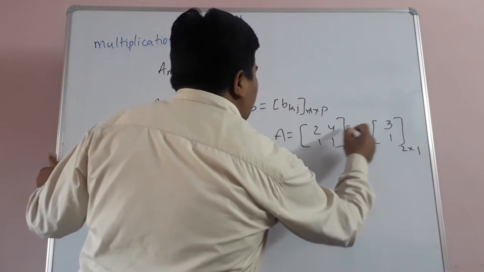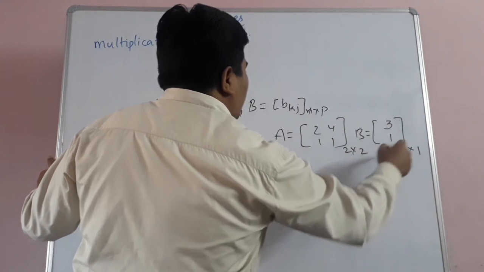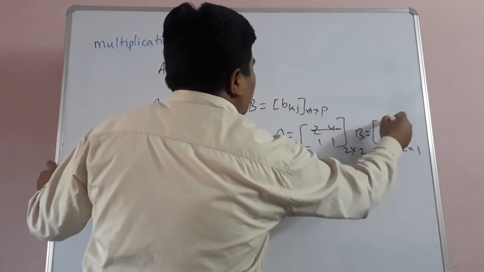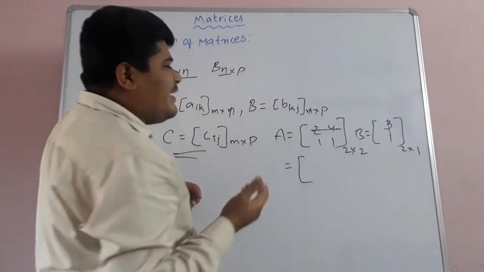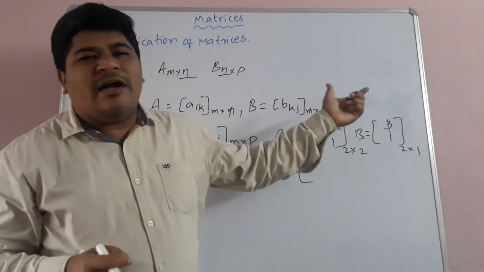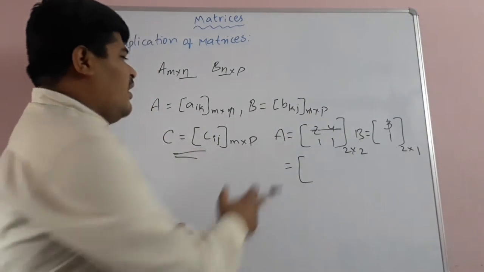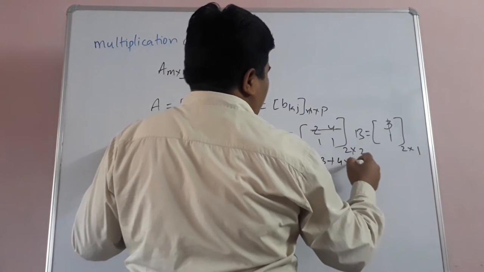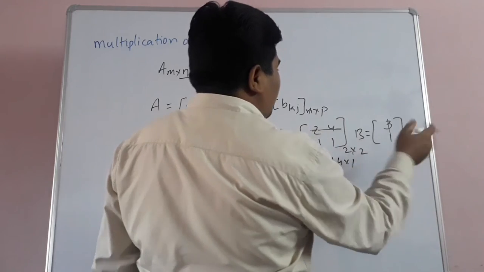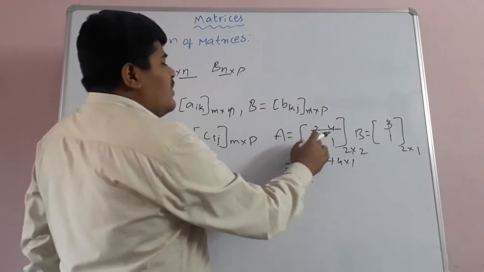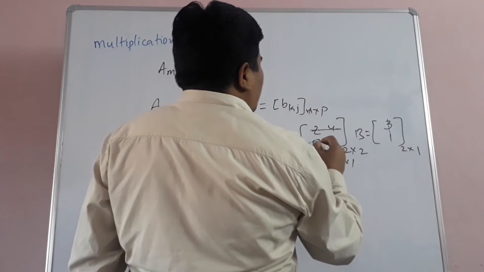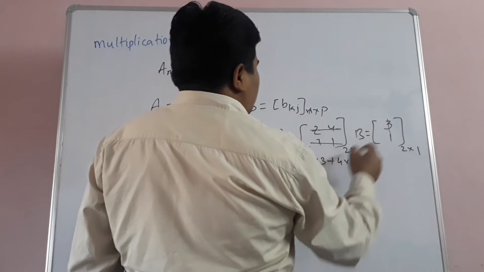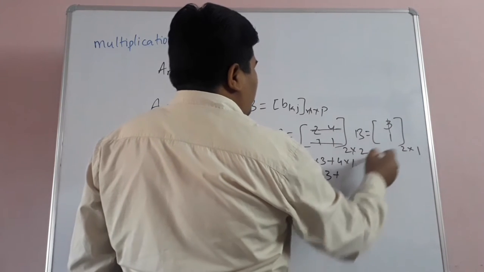So first we take the first row of the first matrix and the first column of the second matrix, children. Okay, see, first row, first column. Now we have to multiply the corresponding elements, and that sum should be taken here. 2 into 3 plus 4 into 1. Again children, the second column is not there, so we take the second row: 1 1 and 3 1. 1 into 3 plus 1 into 1.